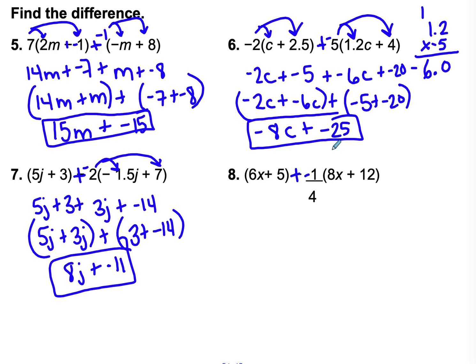Boom, boom, that's a plus negative 1/4. We're going to multiply these two by the 1/4. That's the same thing as dividing by negative 4. 6x plus 5 is going to stay 6x plus 5.